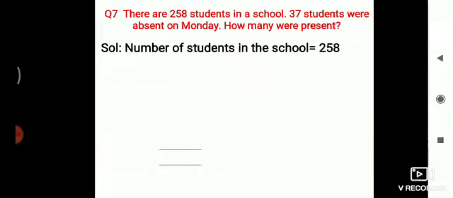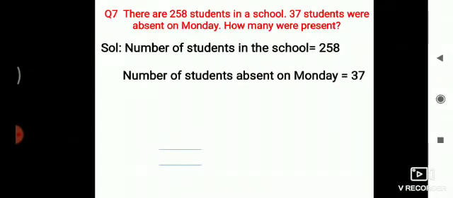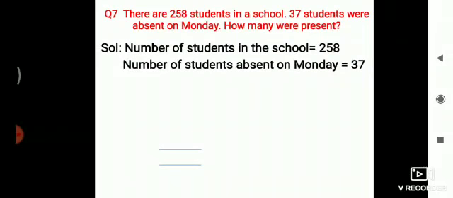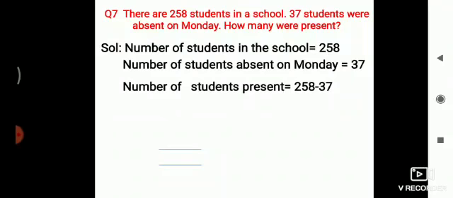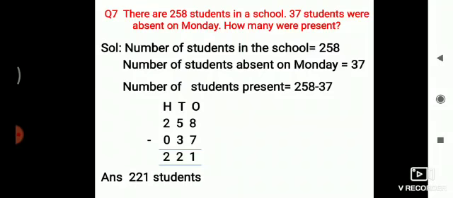Let's see the statements. Number of students in the school is equal to 258. Number of students absent on Monday is equal to 37. Number of students present is equal to 258 minus 37. Now we will subtract 37 from 258. 8 minus 7 is 1. 5 minus 3 is 2. And 2 minus 0 is 2. So the answer is 221 students.